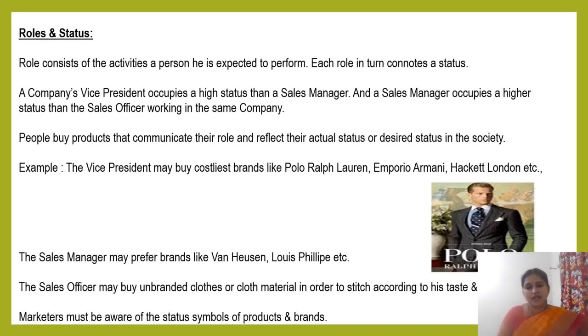For example, a company's vice president occupies a higher status than the sales manager, and the sales manager occupies a higher status when compared to the sales officer working in the same company. And regarding clothing, the vice president may buy expensive suits, or he may buy costliest brands like Polo, Ralph Lauren, Emporio Armani, Hackett London, etc. Whereas the sales manager may go in for brands like Van Heusen, Louis Philippe, Peter England, and so on.